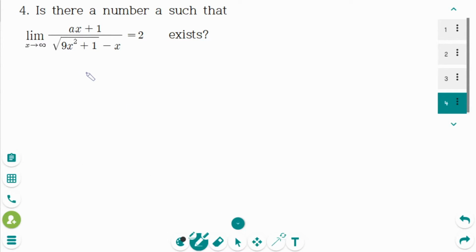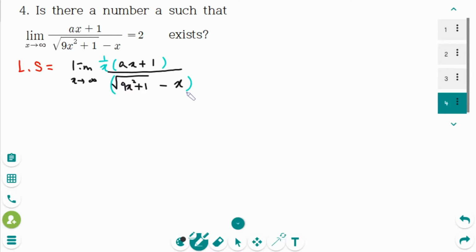This is the next question. We are looking for the number a, for which this limit exists. When you put infinity into x, on the left side, you get the infinity over infinity form. What is the highest power of x in the denominator? It's x. So we divide by x on each side. And then expand. The first one is a. The second one is 1 over x.